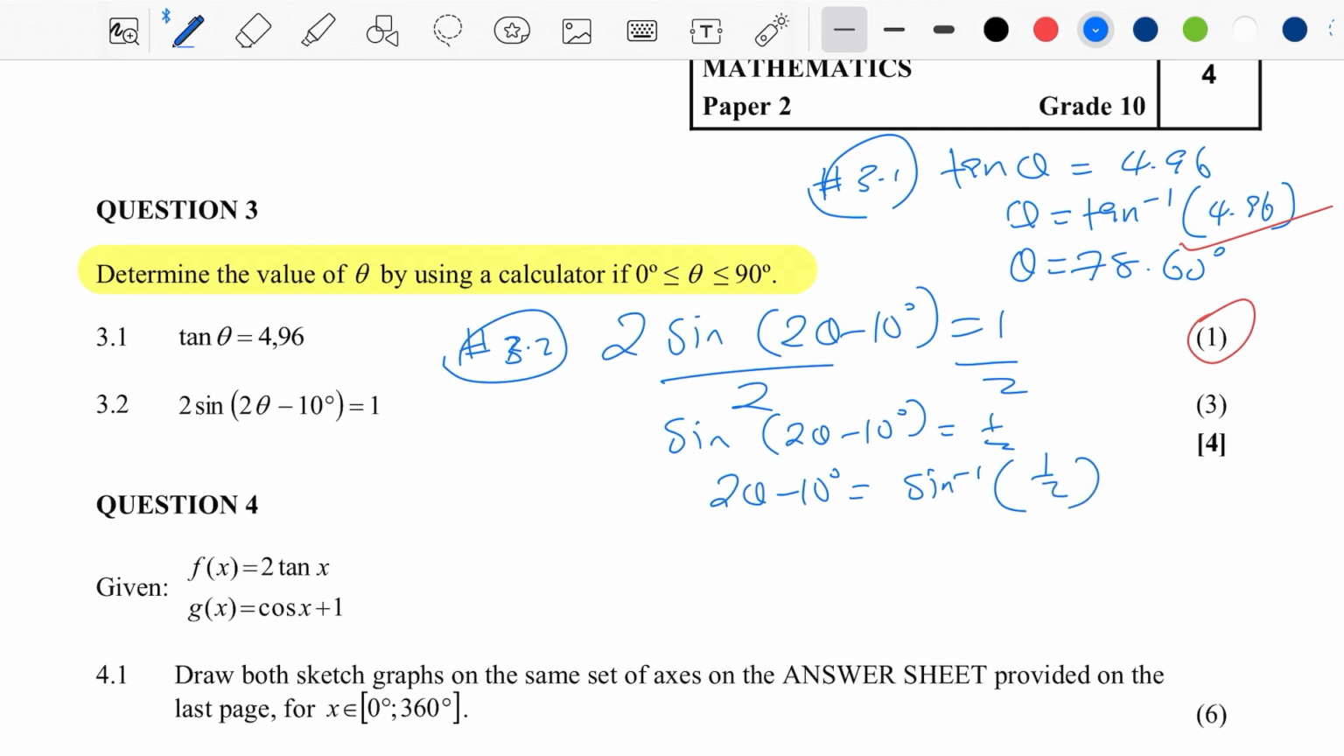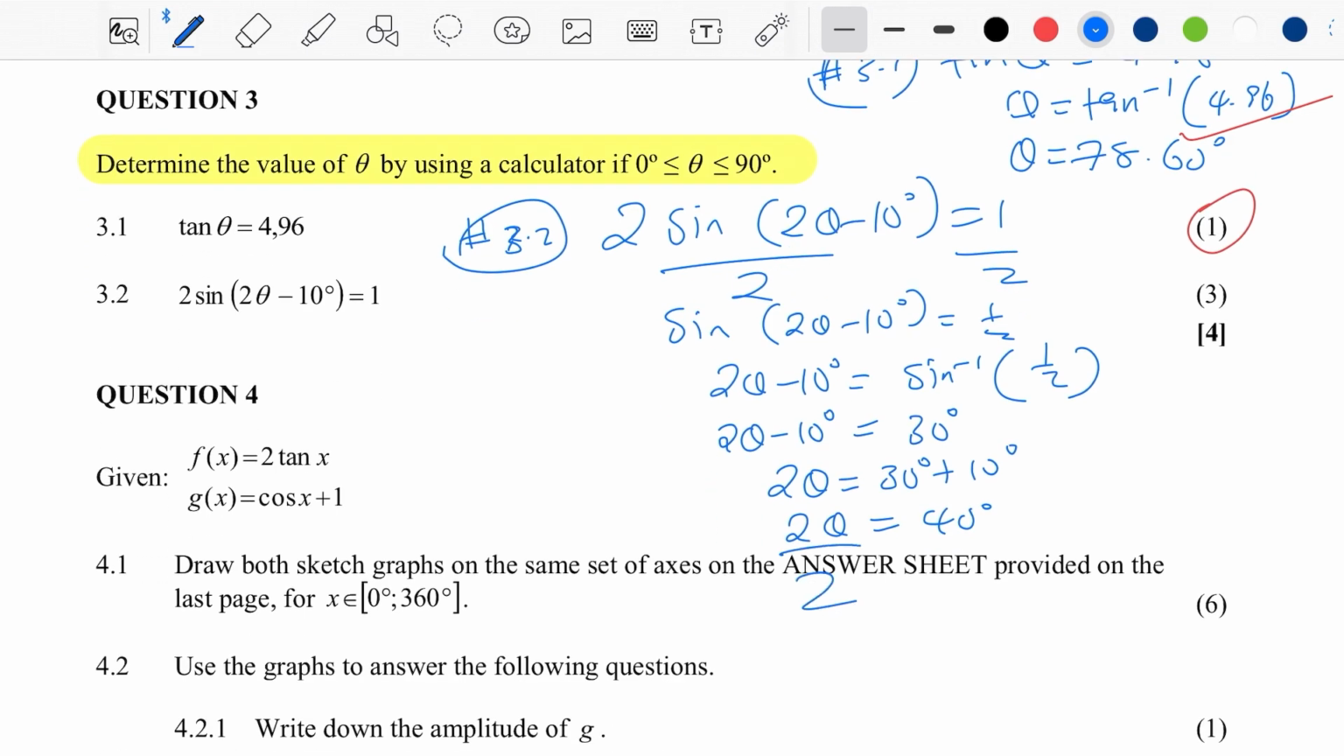You punch that into your calculator, shift sine, you get the sine inverse of half. If you do that, you get 30 degrees. So you have 2 theta minus 10 is equal to 30 degrees. From here, it becomes easy. You take the 10 degrees, put it on your right-hand side, and it becomes positive. So you get 30 degrees plus 10, that is 40. So 2 theta is equal to 40 degrees.